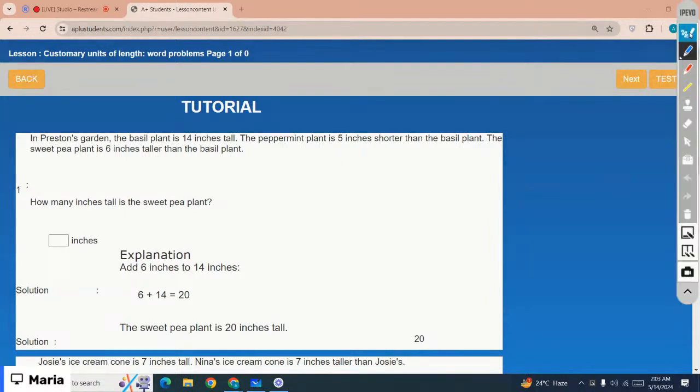So here the basil plant is 14 inches tall. The peppermint plant is 5 inches shorter, and the sweet pea plant is 6 inches taller than the basil. So the basil plant is 14 inches and the sweet pea is 6 inches more. So 14 plus 6 is 20. So here the length of the sweet pea plant is 20 inches tall. The correct option is 20 inches.